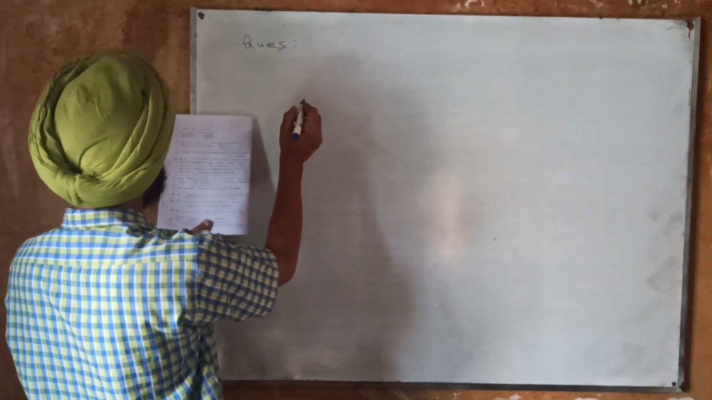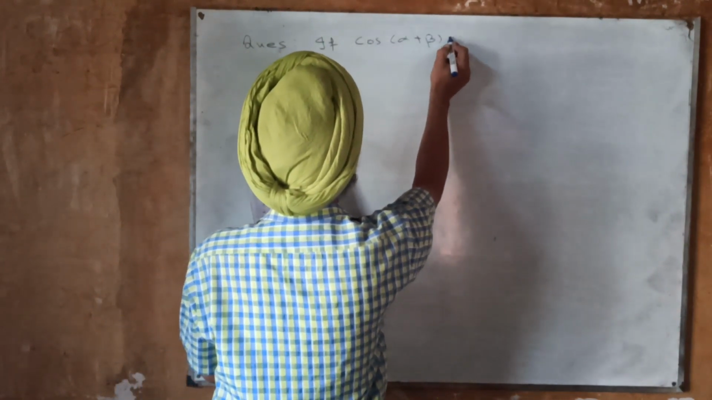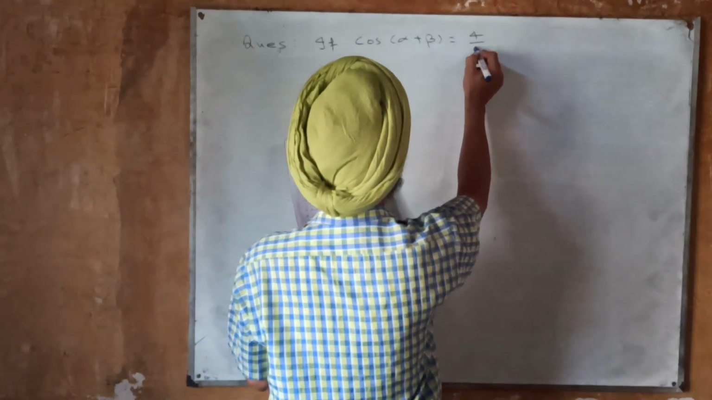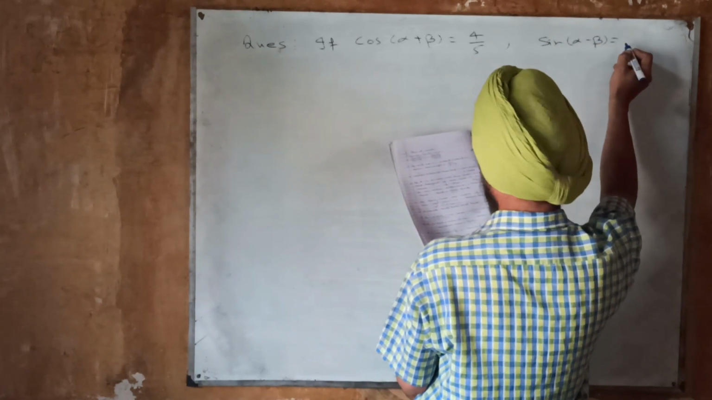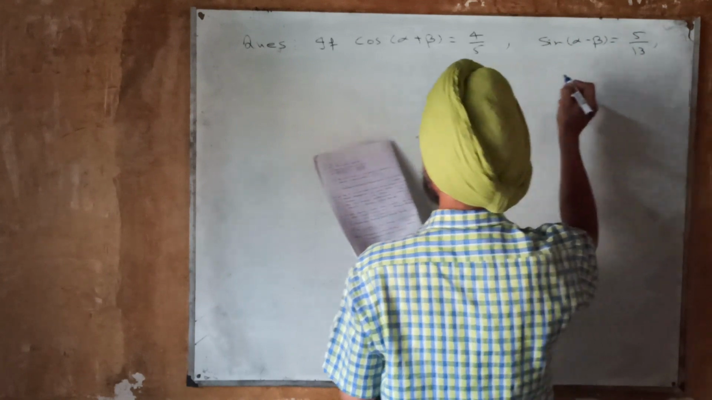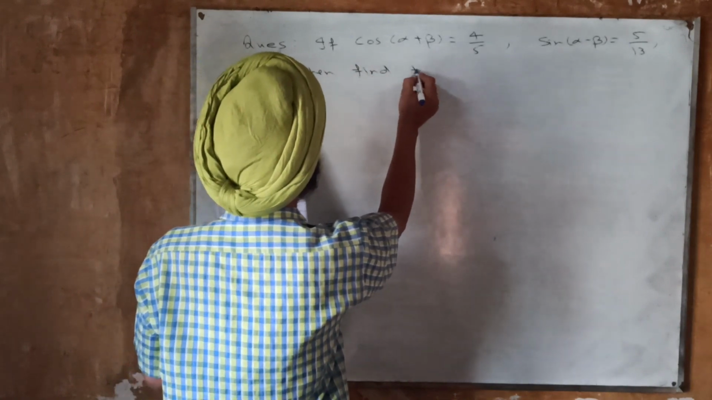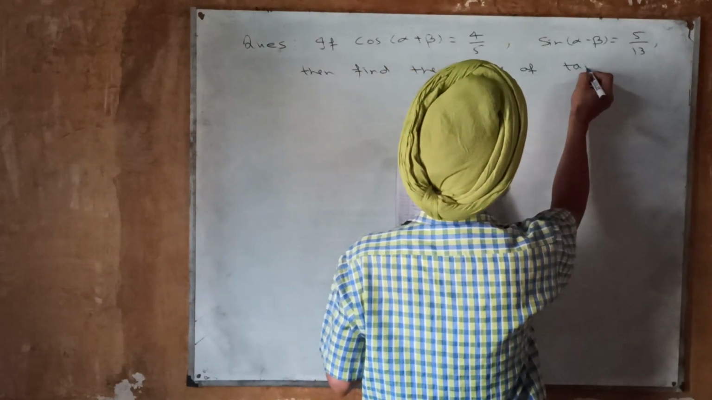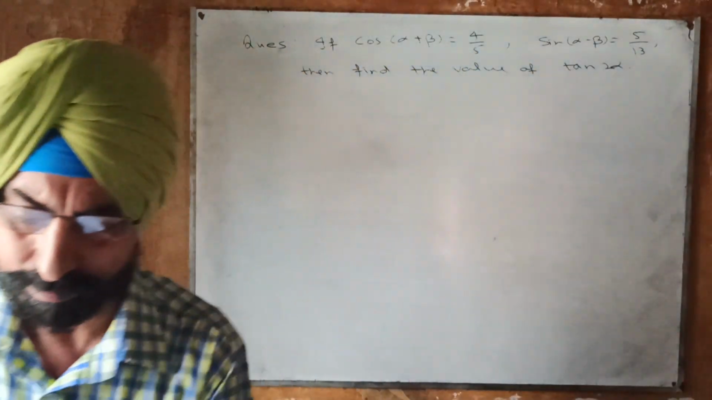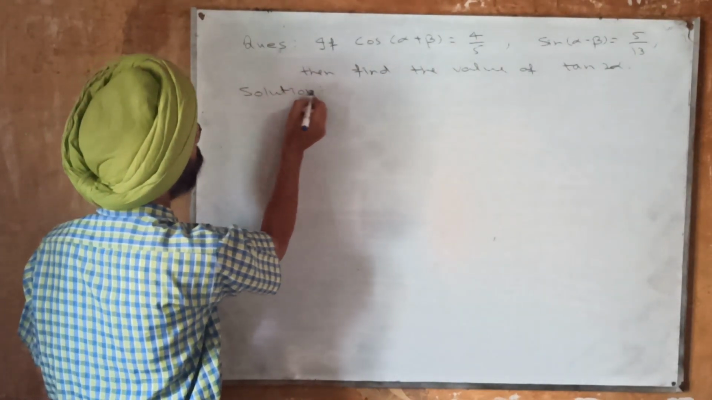First of all, I am going to write the statement of the question. If cos(alpha plus beta) is equal to 4 upon 5, sin(alpha minus beta) is equal to 5 upon 13, then find the value of tan 2 alpha. This is the question. So I am going to solve this for you. Solution of this question now.